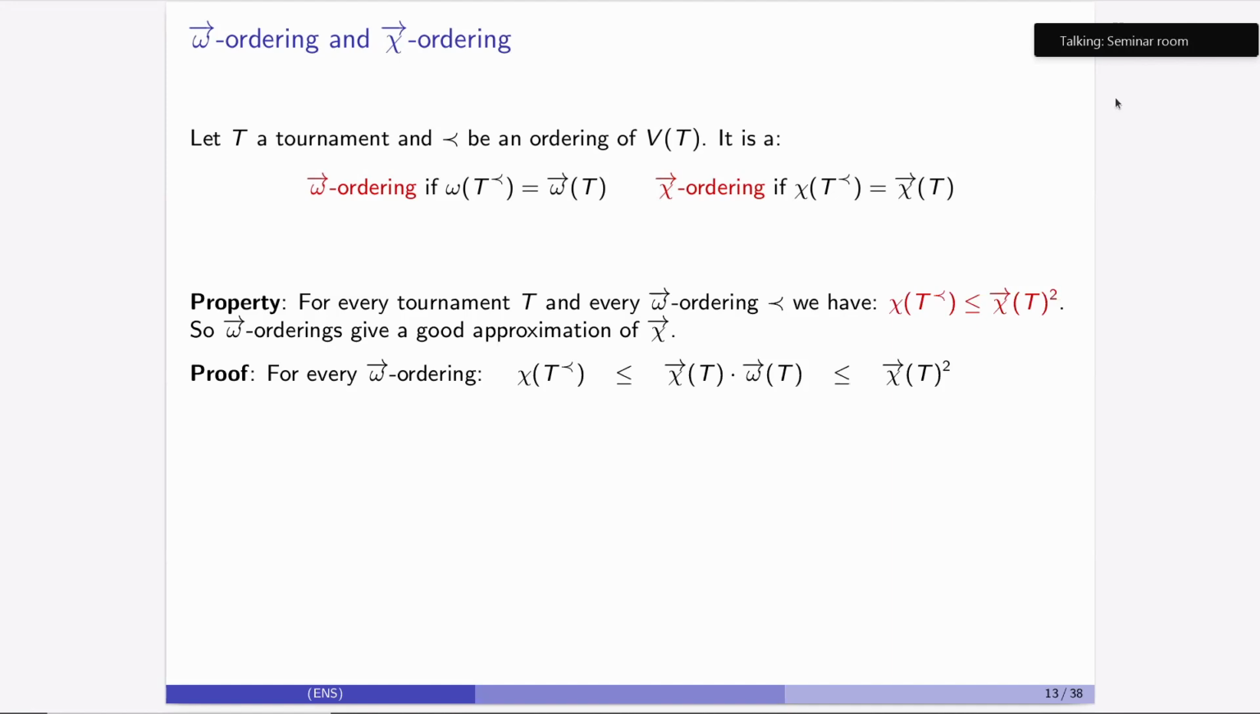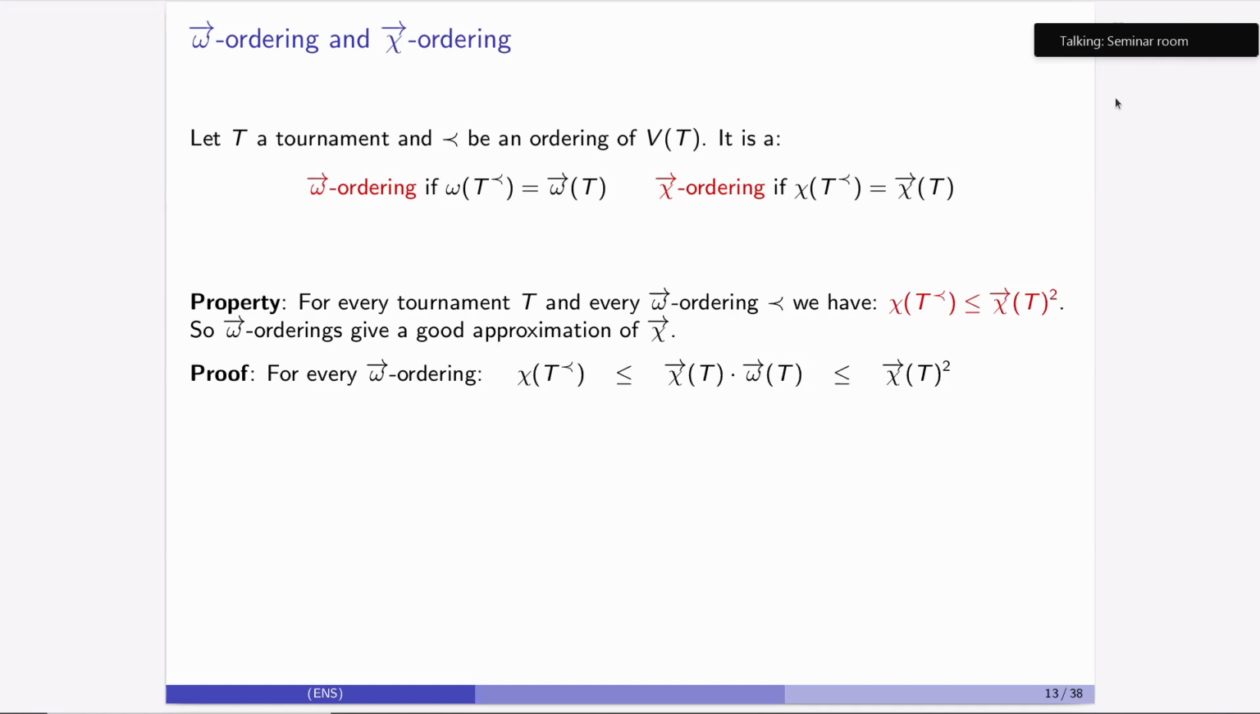It's just a straightforward application of the fundamental inequality. But I think this is something deep. This is why it works well, because when you have an omega ordering, you can work on the Backes graph and it kind of gives you the chromatic number. And omega ordering is the ordering with the same omega, yeah?